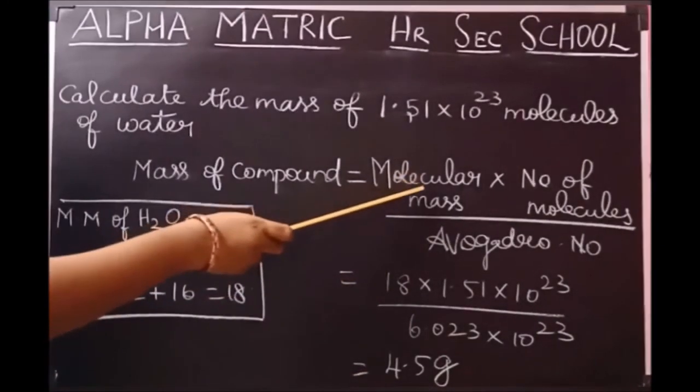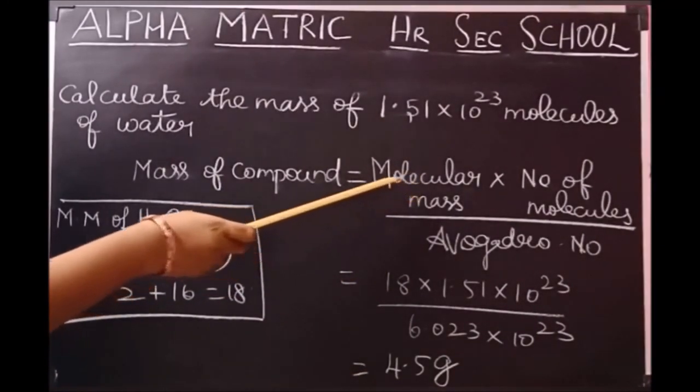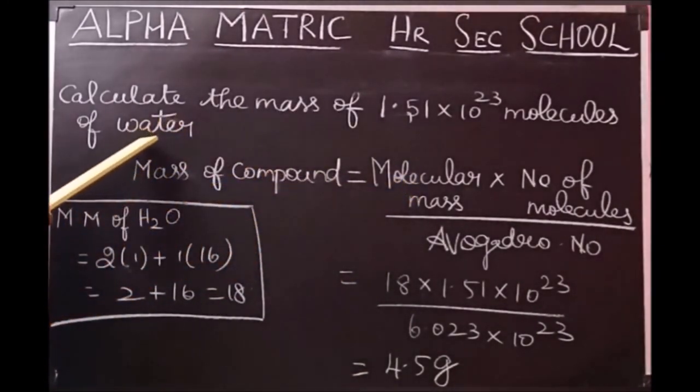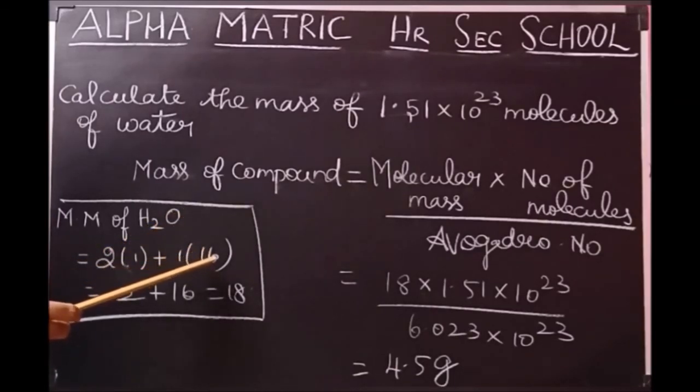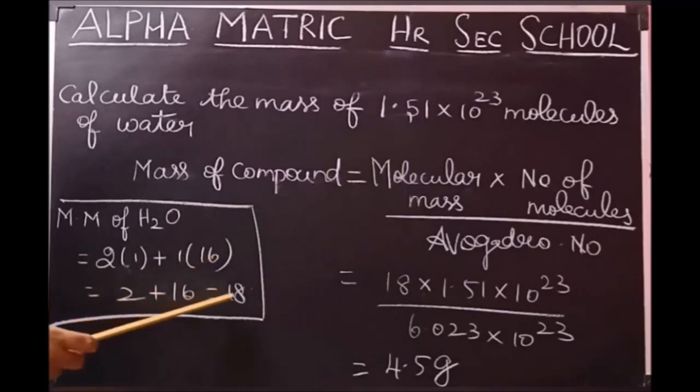First, molecular mass. Molecular mass of the given compound. What is given? Water, H2O. The molecular mass of water: here, there are 2 hydrogen, 2 into atomic mass of hydrogen 1, plus 1 oxygen, 1 into atomic mass of oxygen 16. 2 plus 16, 18. Already we know that molecular mass of water is 18.